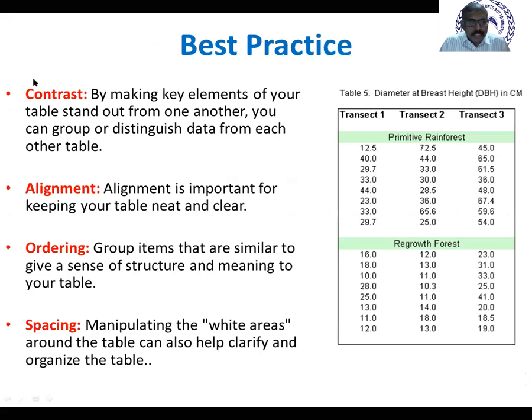The best practice is a contrast. Suppose you are going to show two things in a table; you can give one contrast, and the heading can be in contrast. Alignment is very, very important, because if you don't align, it won't look nice. You can group similar items into one table. And remember spacing: the table should have space so that the letters are very, very clear.